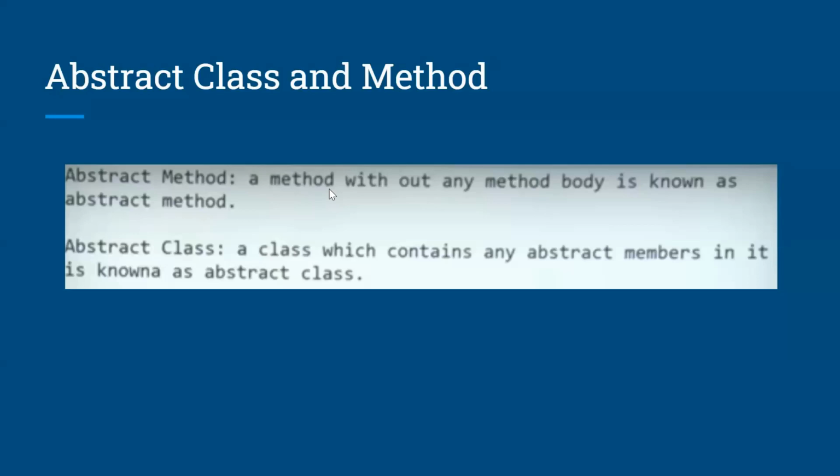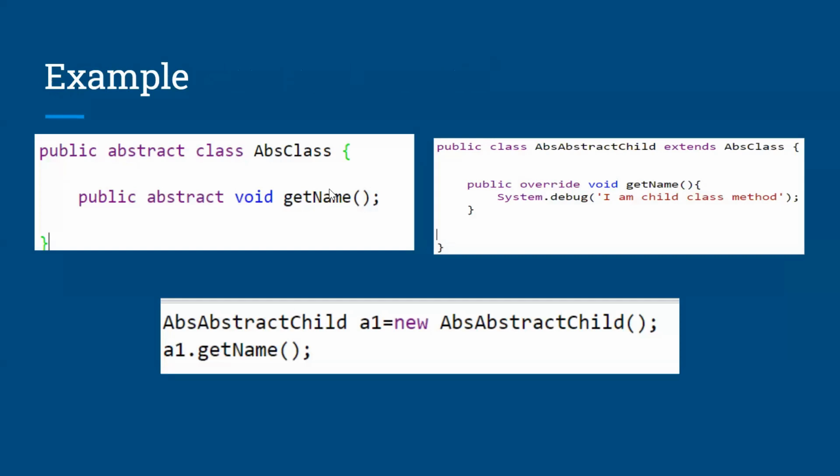So abstract class or abstract method: a method without any method body is known as an abstract method. A class that contains any abstract method in it is called an abstract class. Suppose here in this example you can see the ABS class. This is an abstract class. How to define the abstract class? First of all, you have to use public abstract class and then the class name, and you have to define an abstract method. This is the abstract method without any body. You can see this is a method without any method body.